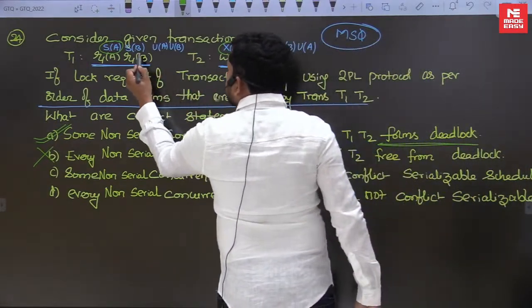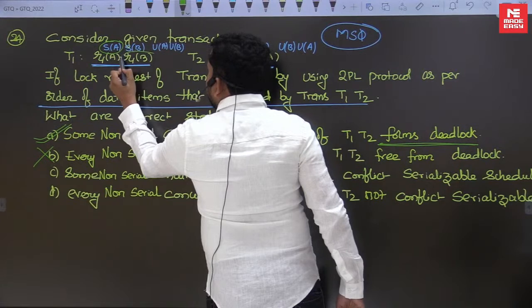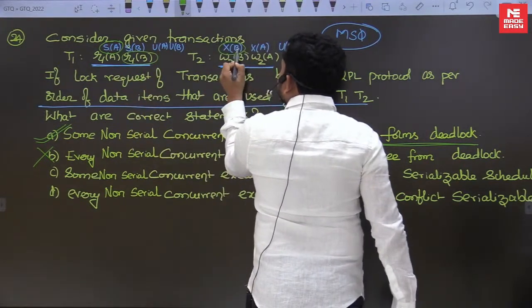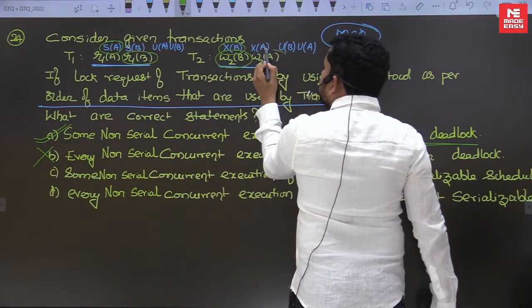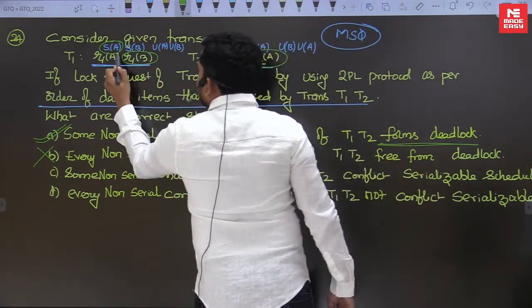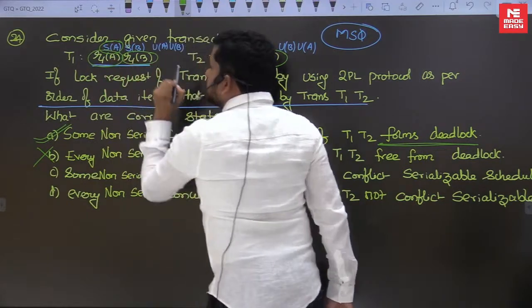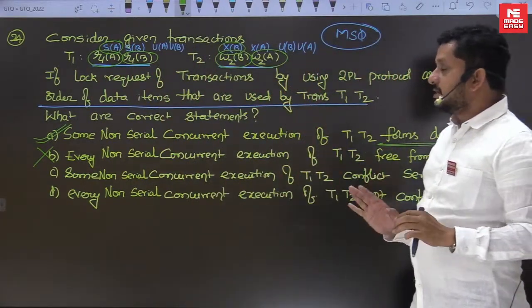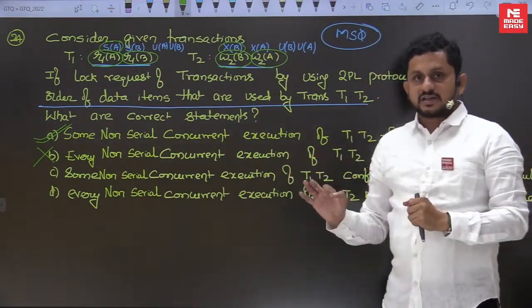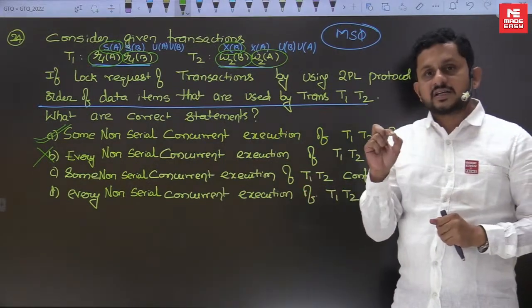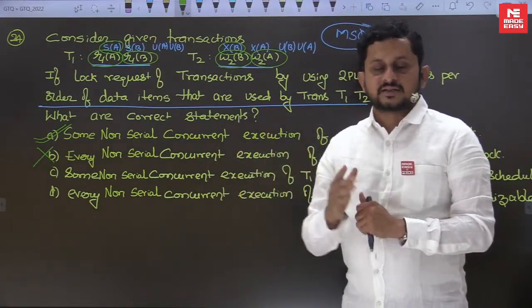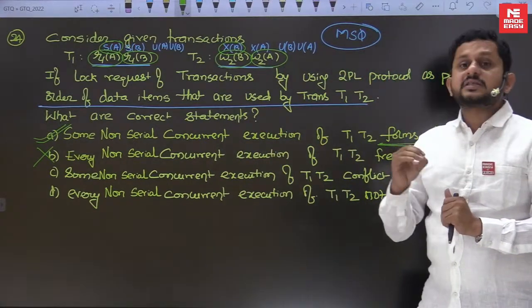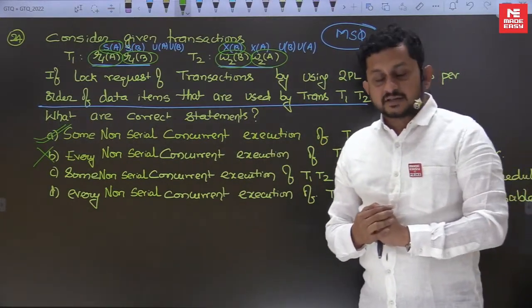See, here the last operation of T1 and the very beginning operation of T2 conflict with each other. And the last operation of T2 and the very beginning operation of T1 conflict with each other. In such cases, other than serial, every non-serial schedule will form a cycle in the precedence graph. Only serial schedules have acyclic precedence graphs.